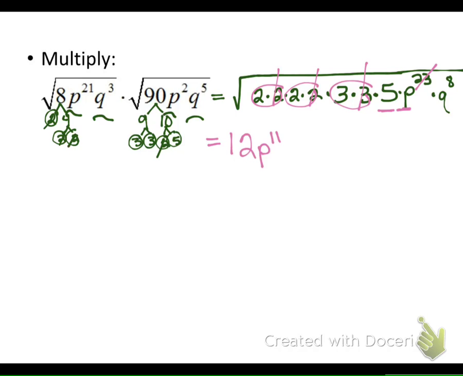Okay. Now, we look at our next variable, q. q to the 8. 8, odd or even? Even. Because it's an even number, we know it's going to totally cancel with the square root sign. What's half of 8? 4. Yes. So it's going to be q to the 4th on the outside. So our coefficient part is finished.